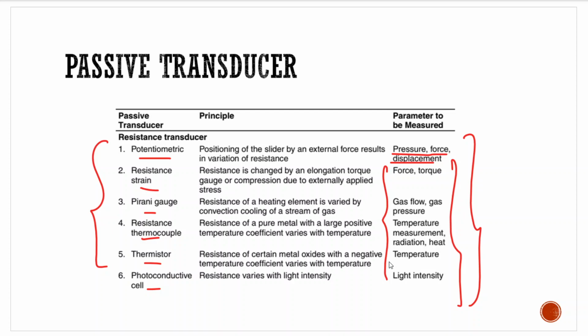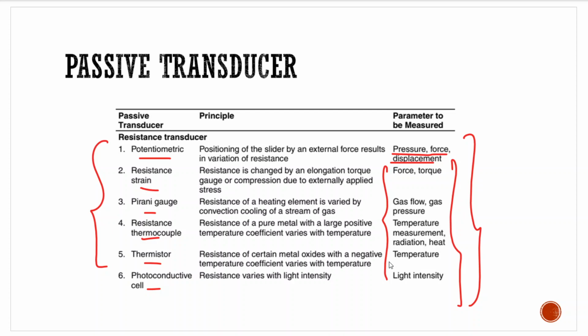Using a resistance strain gauge, the resistance is changed by the torque that causes elongation or compression owing to some stress applied on this particular device. And as a result, we will be able to measure force and torque due to this resistance strain gauge. Then there is a Pirani gauge. Resistance of a heating element is varied by convection cooling of a stream of gas. Fine. We know that resistance changes by temperature.